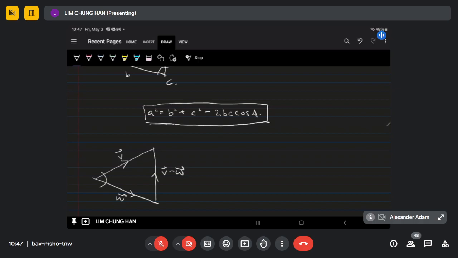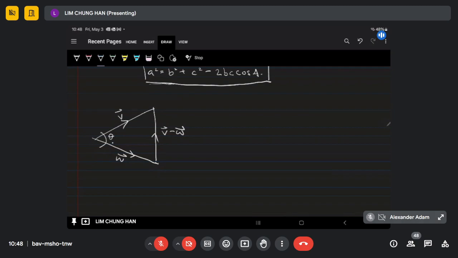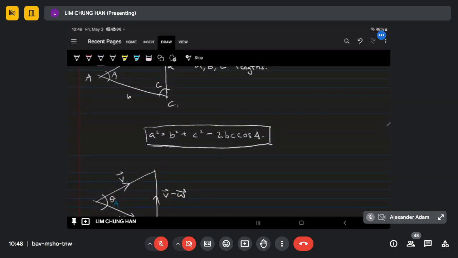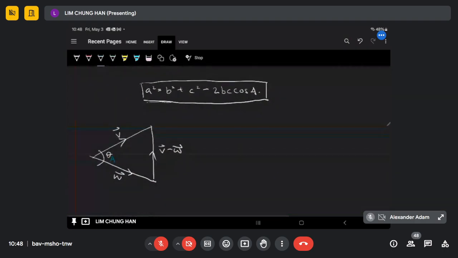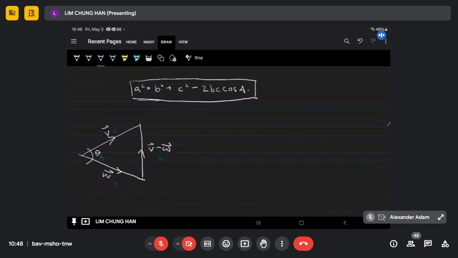And then the angle between V and W, we're just going to call theta. From here we can draw the exact same relationship. This angle is actually A, this is C, this is little b, and this is little a. Now we are just going to substitute vectors into our law of cosines equation.